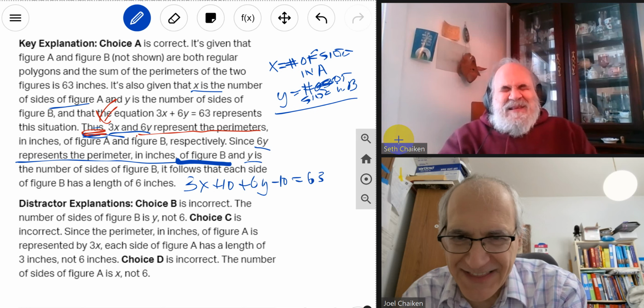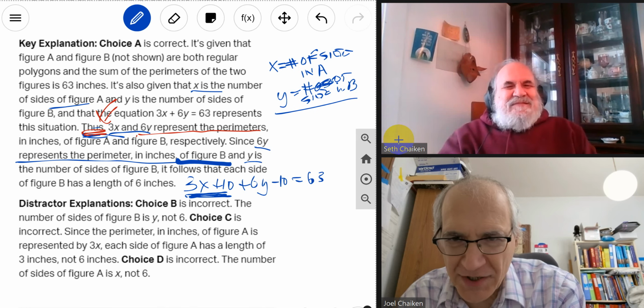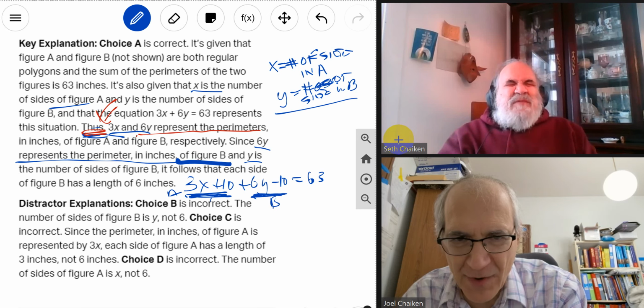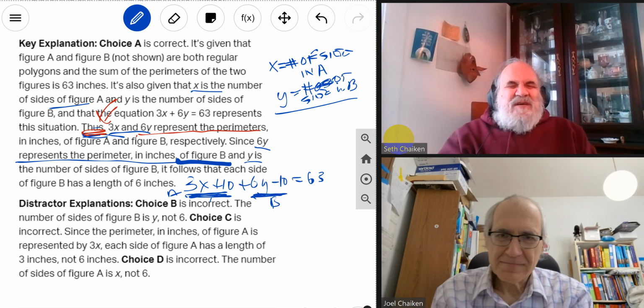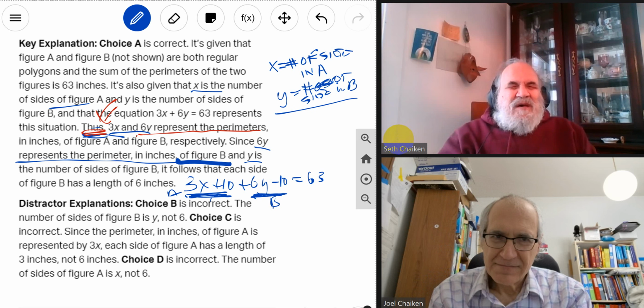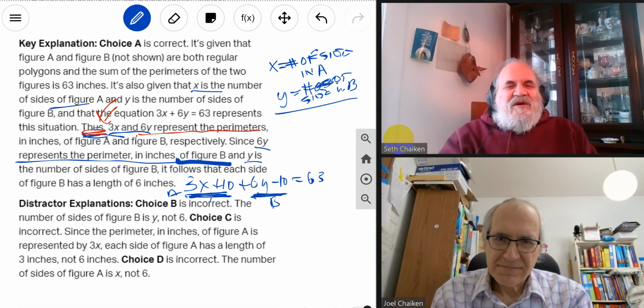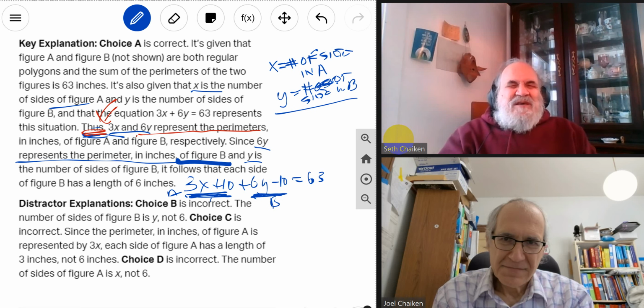So you're saying that this can represent the perimeter of A, and this represents the perimeter of B. Well, what they say, they say x. However, let's say a devil's advocate argument. Suppose 3x represents the perimeter of polygon A with a bonus of 10 added. Yeah, I wrote that down. Now, however, they say x is the number of sides.